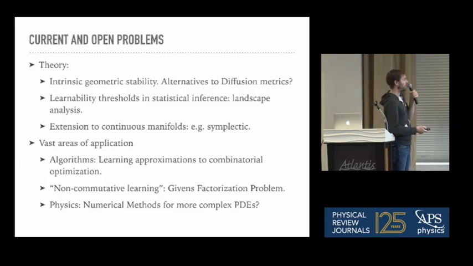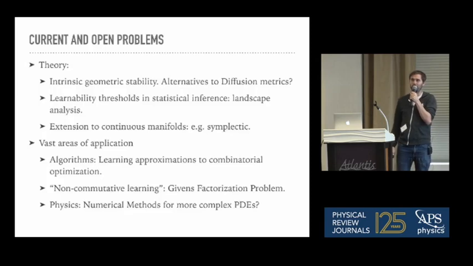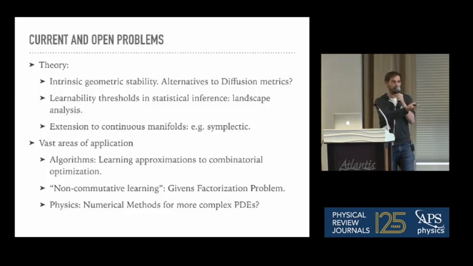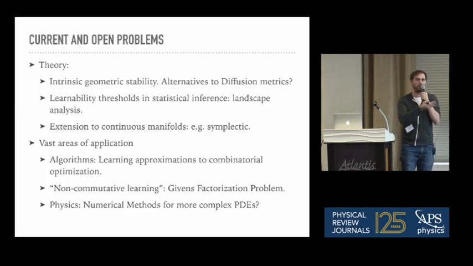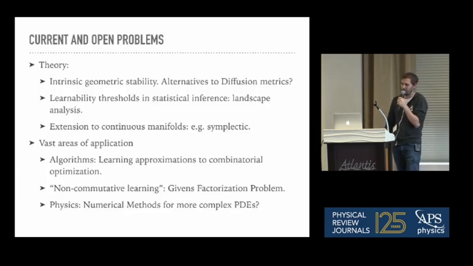So one of the things that we have worked on, and I couldn't present here, is that we are studying the landscape of optimization of these models and how it relates to the original hardness of inference. And then we are interested in how these models work when, instead of having a graph, you have a manifold, right? For example, the manifold of symplectic transformations. So how can you do deep learning on continuous manifolds? And as you can imagine, there are many areas of application.